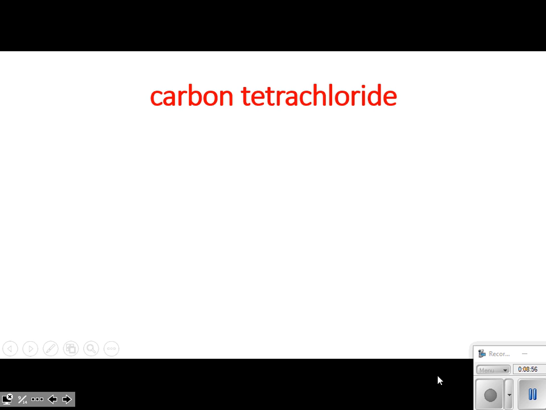Now, here is our first example that we are going to work today. If I were you, I would copy some more examples down here. Carbon tetrachloride. Now, I look and I see this tetra in here. I see carbon, that's a nonmetal. Chlorine, that's a nonmetal. I'm dealing with two nonmetals. Does carbon have a prefix in front of it? No, it does not.